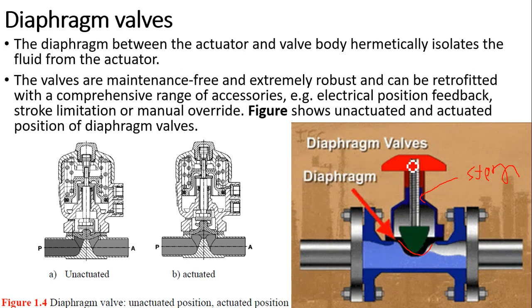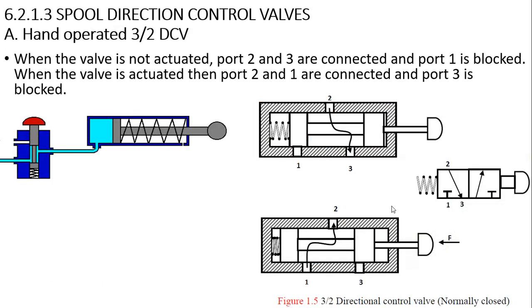When it is pushed down, the diaphragm comes down and this path is sealed. So there is no flow. When it is released, again the flow starts. So this is nothing but a simple demonstration of the diaphragm valve. So most important now, the last, that is the spool direction control valve.